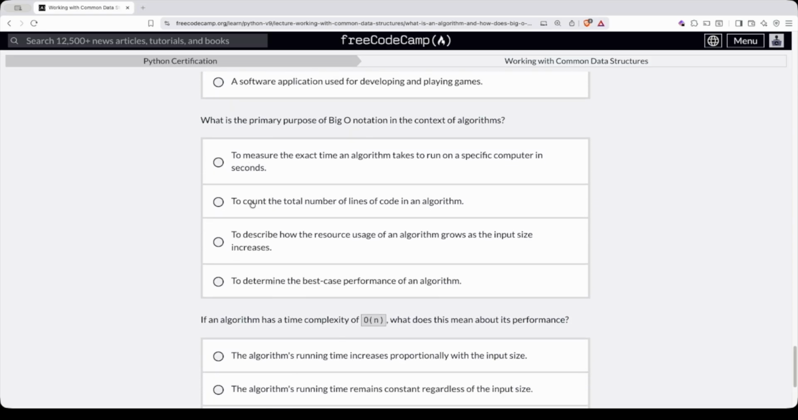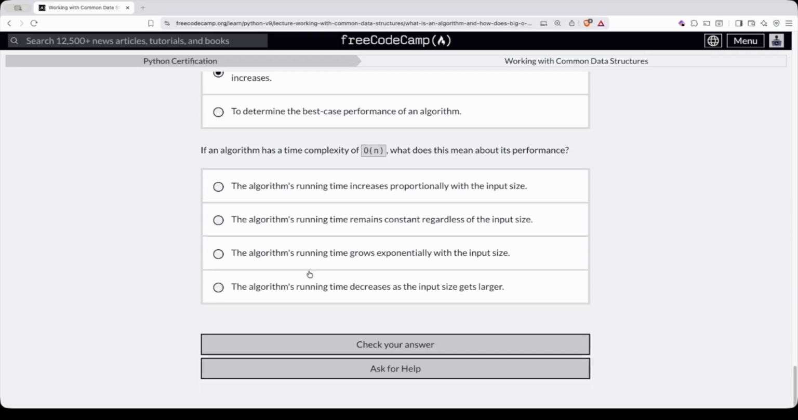What is the primary purpose of Big O notation in the context of algorithms? To measure the exact time an algorithm would take to run on a specific computer in seconds? That's not true. To count the total number of lines of code in an algorithm? Nope. To describe how the resource usage of an algorithm grows as the input size increases? I think that's the answer. To determine the best case performance of an algorithm? I don't think that's true. That's the worst case.